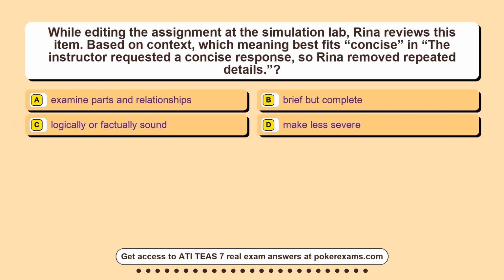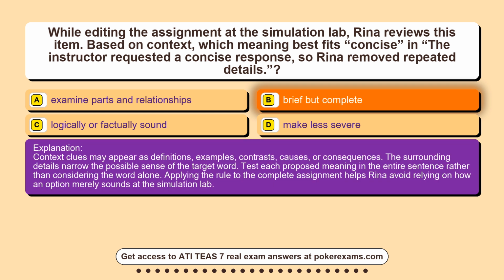Question 15. While editing the assignment at the simulation lab, Rena reviews this item. Based on context, which meaning best fits concise, and the instructor requested a concise response, so Rena removed repeated details. Option A, to examine parts and relationships. Option B, brief but complete. Option C, logically or factually sound. Option D, make less severe. The correct answer is option B, brief but complete.